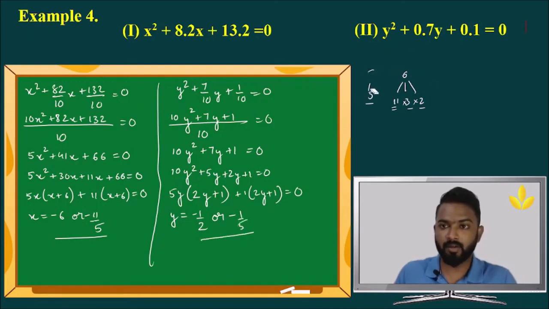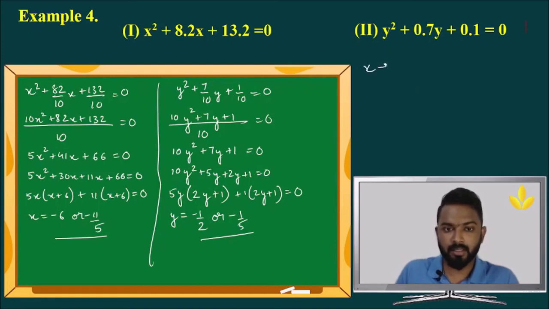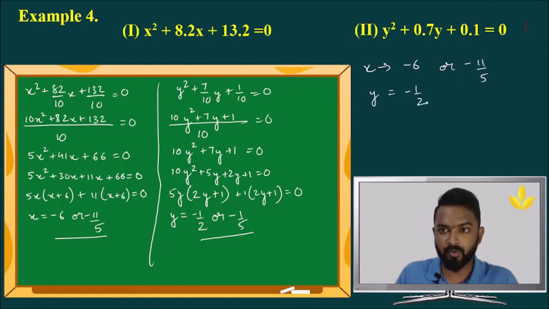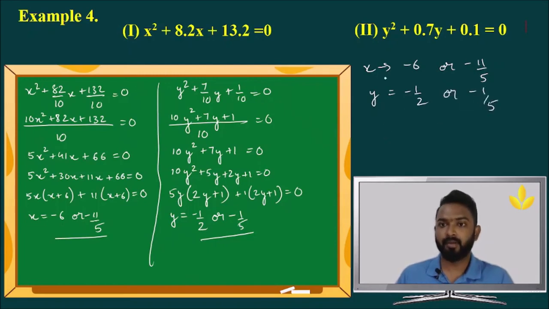So let's list down everything over here. X is minus 6 or minus 11 by 5. Y is minus 1 by 2 or minus 1 by 5. So if x is minus 6, then that is less than y, both the y's obviously. So x is less than y.